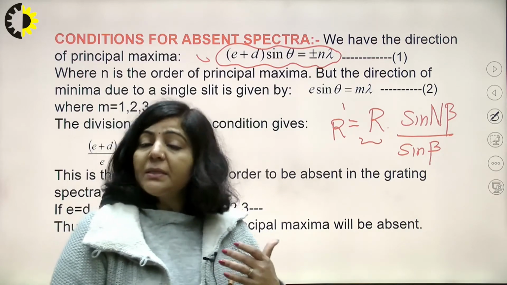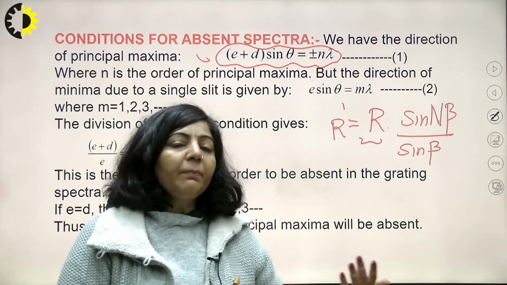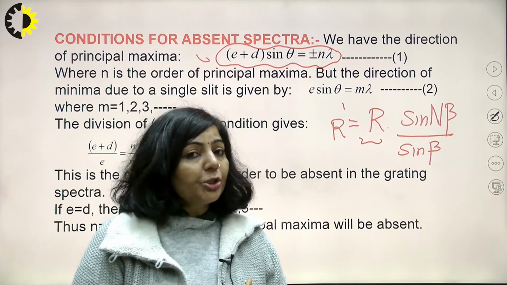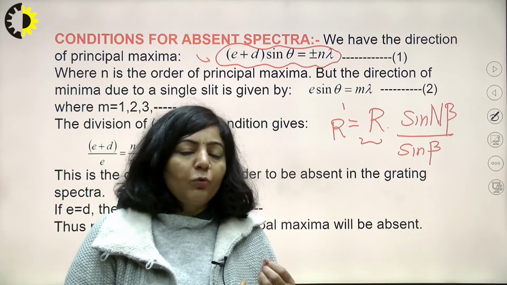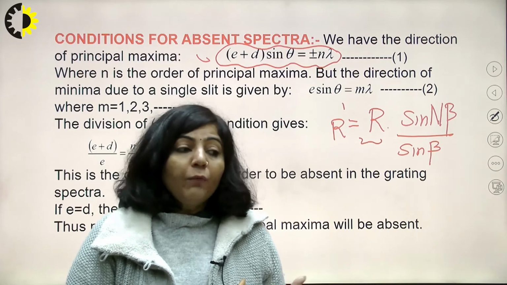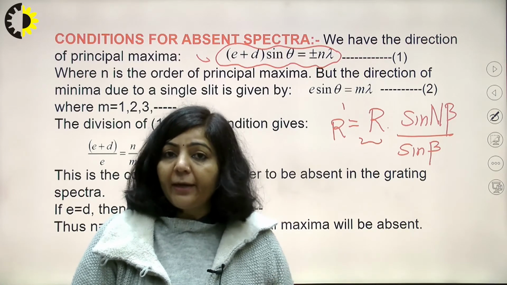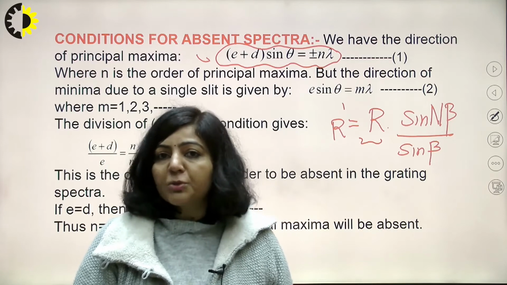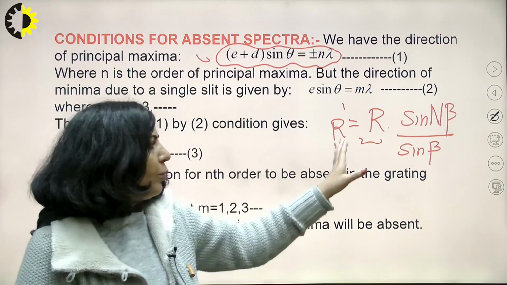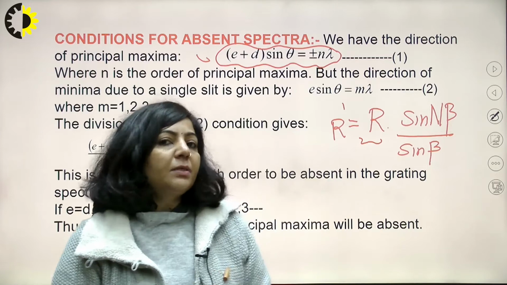But there will be certain order maxima which can be missing from that spectra. Now the question arises: what are those missing order spectra, and what is the condition under which we can decide which order spectra will be missing from the spectrum? In order to decide that, you have this expression for resultant intensity.